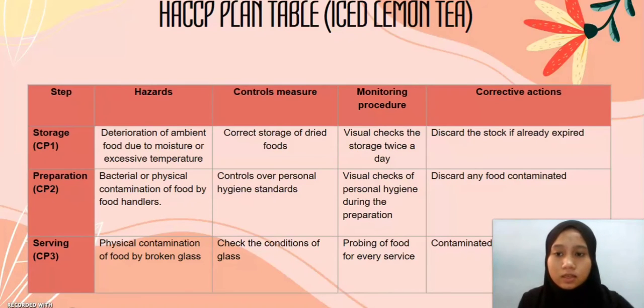The serving is considered to be CP3. The hazard is physical contamination of food by the broken glass. The control measure is check the condition of the glass before served to the patient, and monitoring procedure is probing of the food for every service. The corrective action is contaminated food that has been discarded.